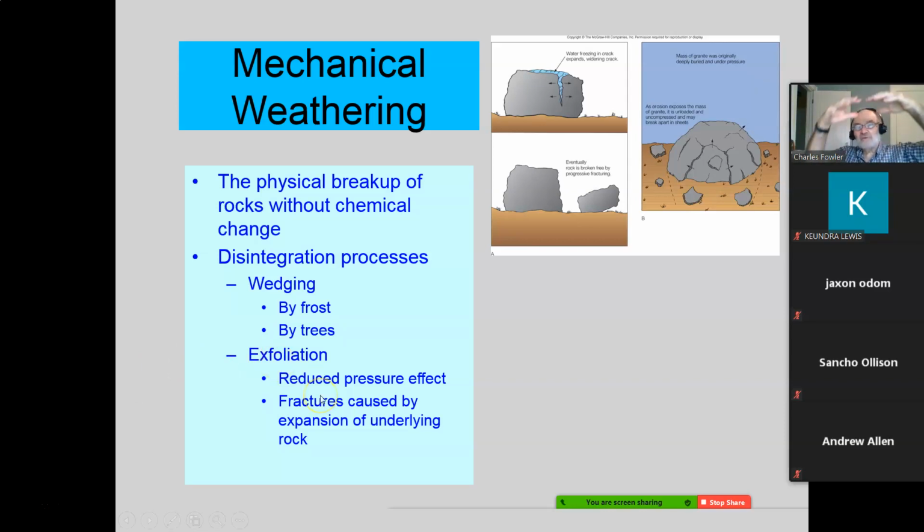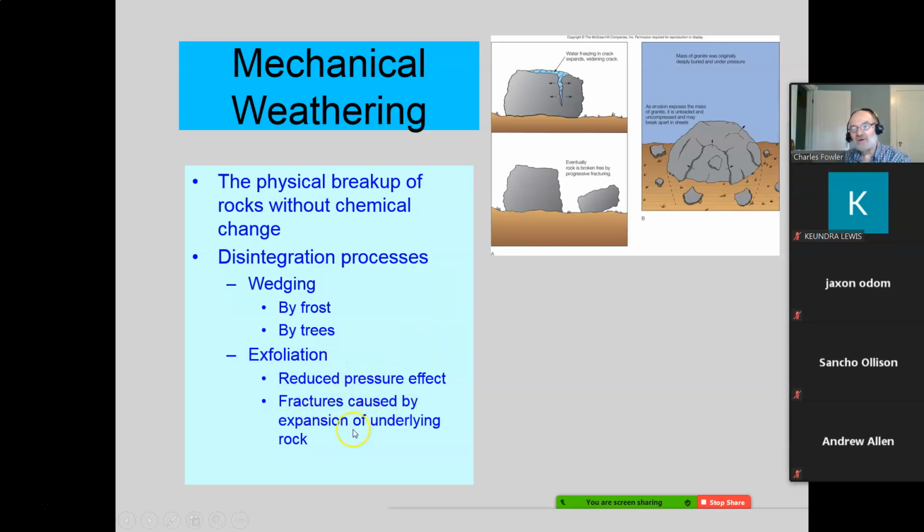You have reduced pressure on the top side, increased pressure on the bottom side, pushing upward and exfoliating. Now, you ladies may have exfoliated your skin. What are you doing then? You're taking off that outer layer of older, chipping skin that was there and getting down to the fresh new skin, right? Same type of process, you're losing the outer layers.